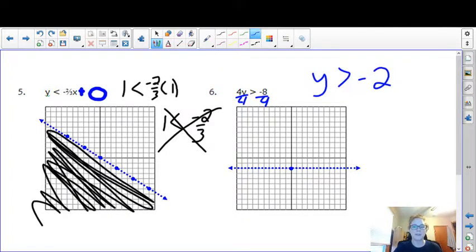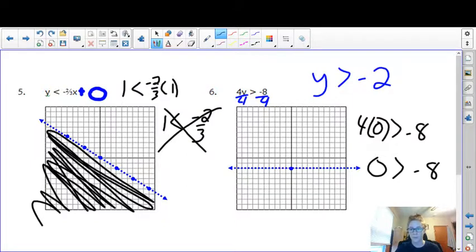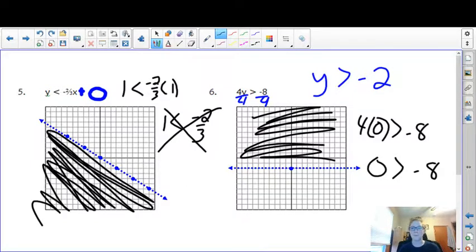And then we'll plug in our original point, which is 4 times 0. I can pick 0, 0 this time, because again, 0 is not on there. So 0 is greater than negative 8, which is true. So everything above.